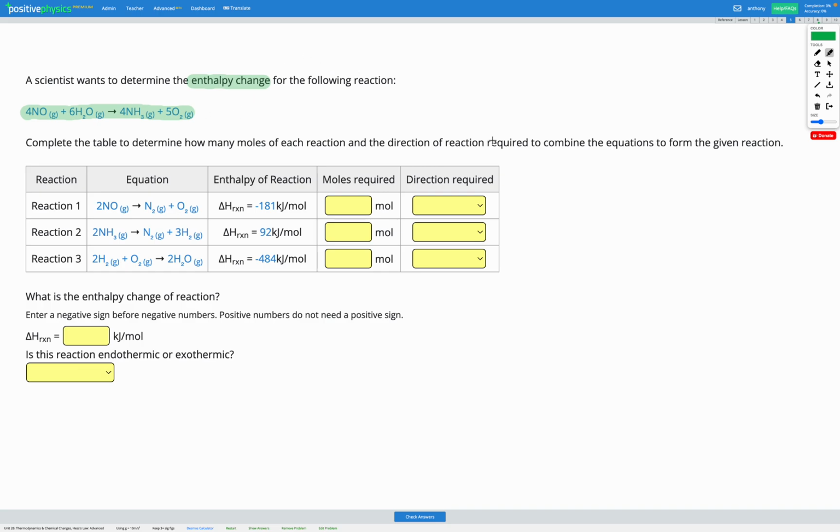So let's start out by just writing out our reactants and products. So our reactants, we have NO gas and we have H2O gas. For our products, we have NH3 gas and we have O2 gas.